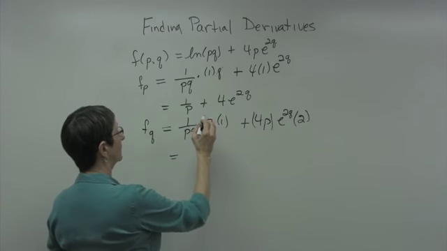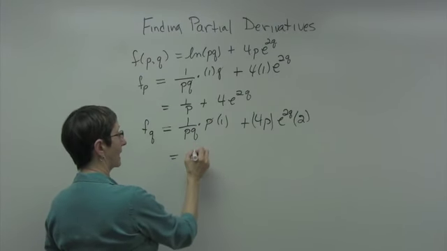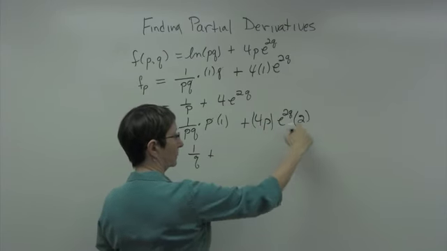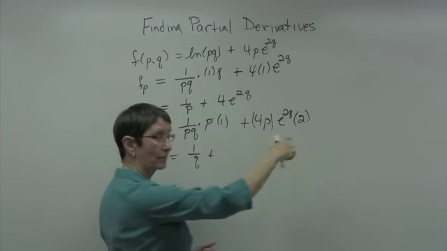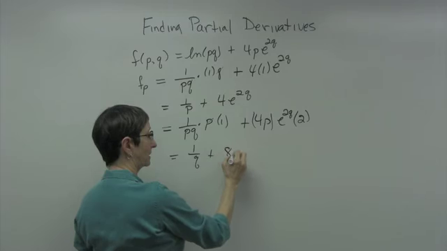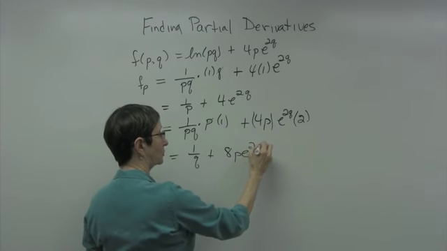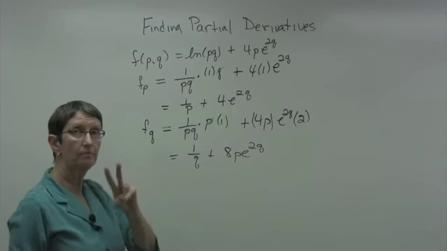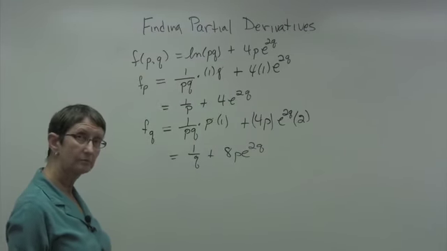So here, this time my p's cancel. I have 1 over q plus, here's 4p, and there's a 2 down there. They're all the same level. 4 times 2 is 8p times e to the 2q. So these are the partial derivatives, both of them, that go with this function.